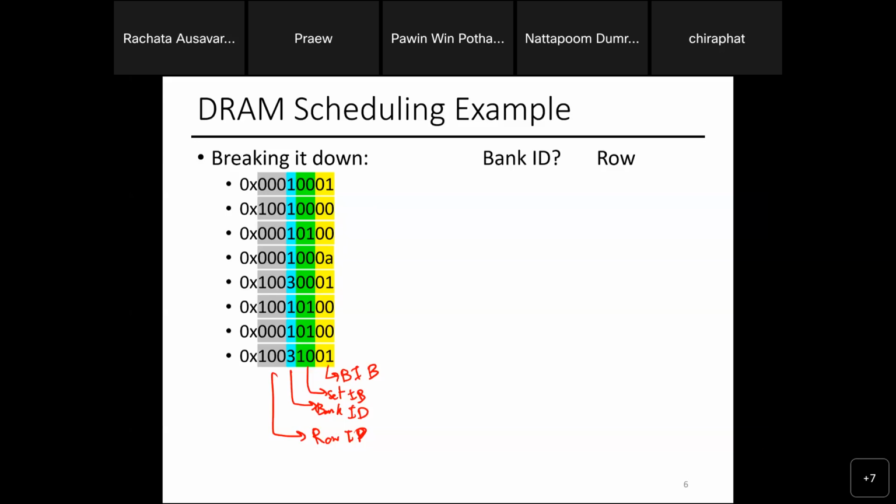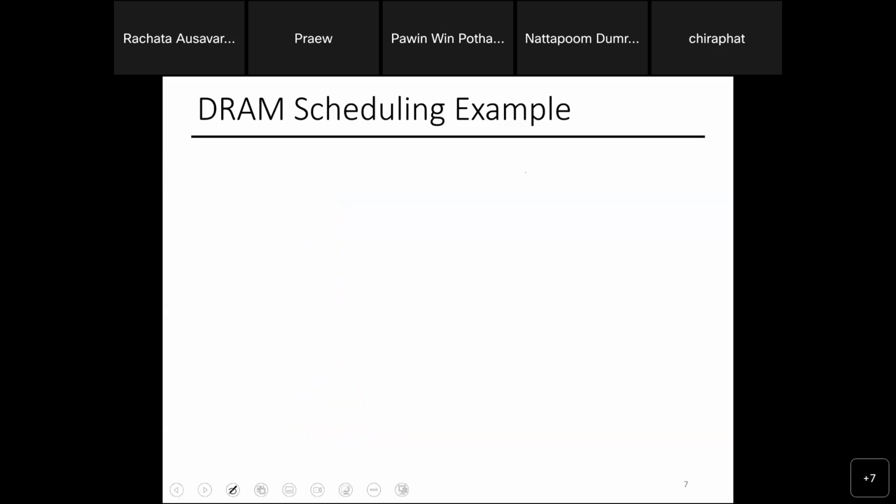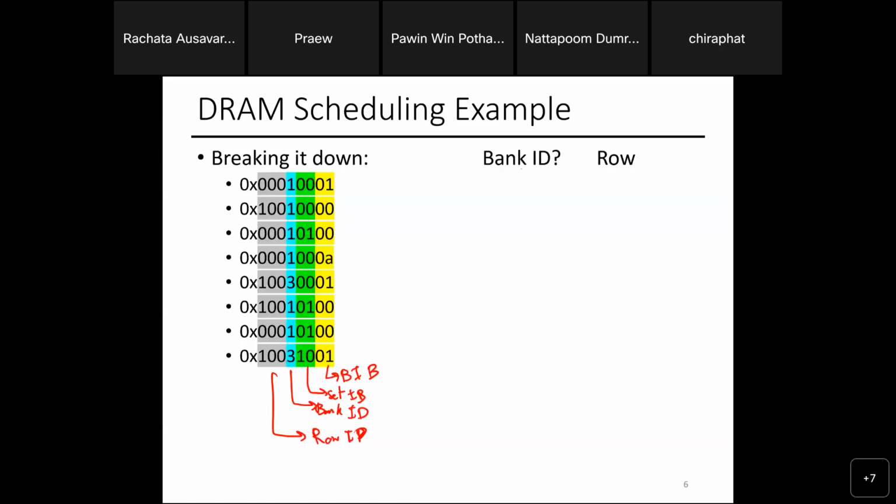Now, what's the bank I am trying to access for the first request? What's the number for the blue bit? Oops. Bank one, right? This is bank one, bank one, bank one, bank three, bank one, bank one, bank three. Okay. This is row zero, this is row 100, row zero, row zero, row 100, row 100, row zero, row 100. Any questions so far?